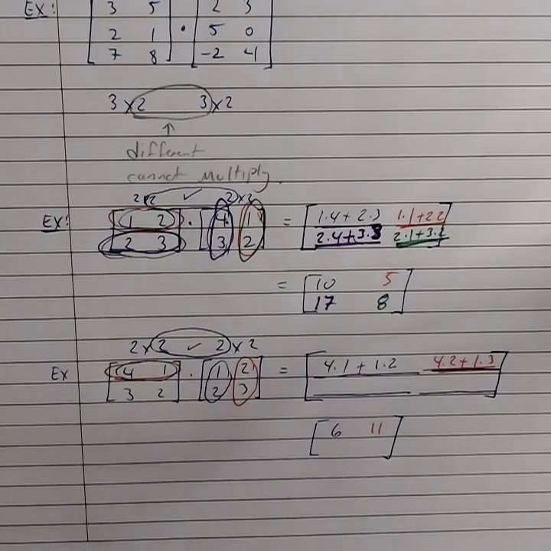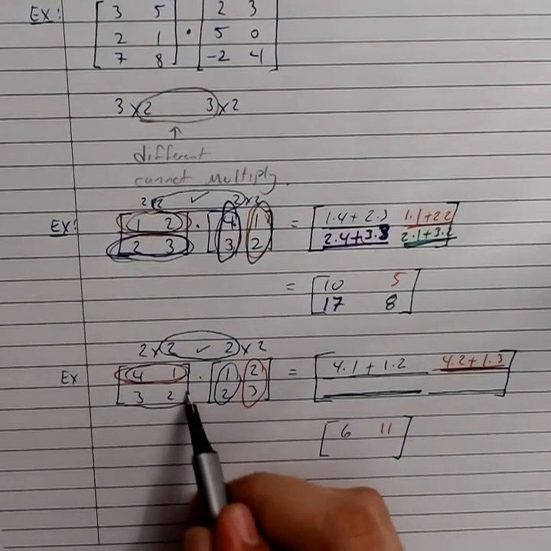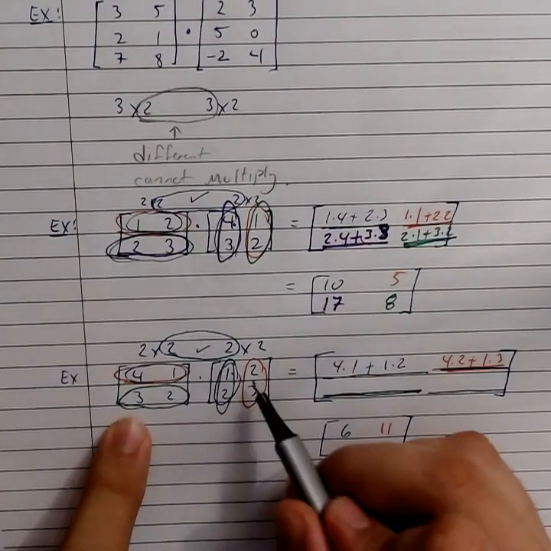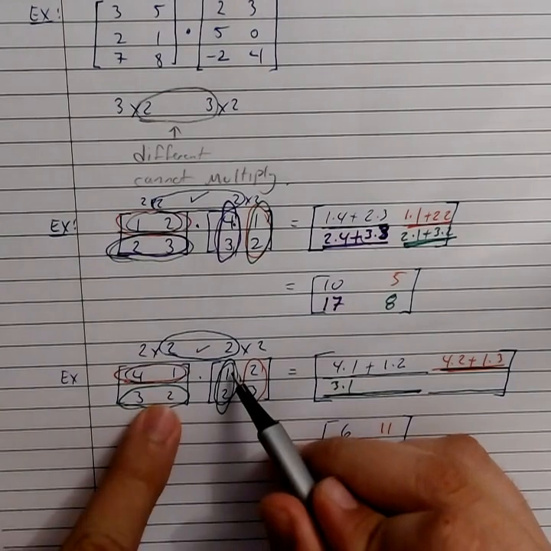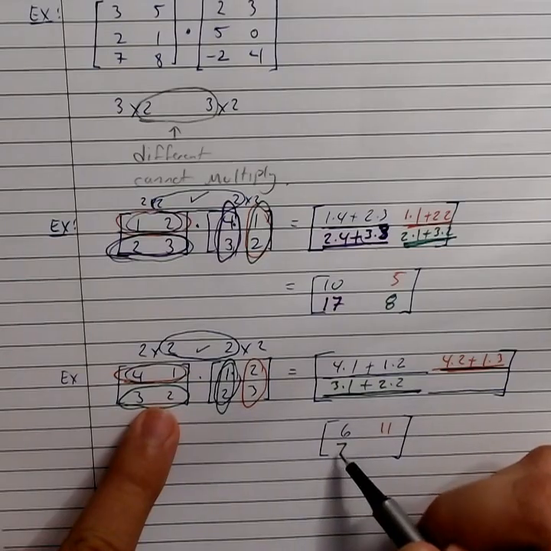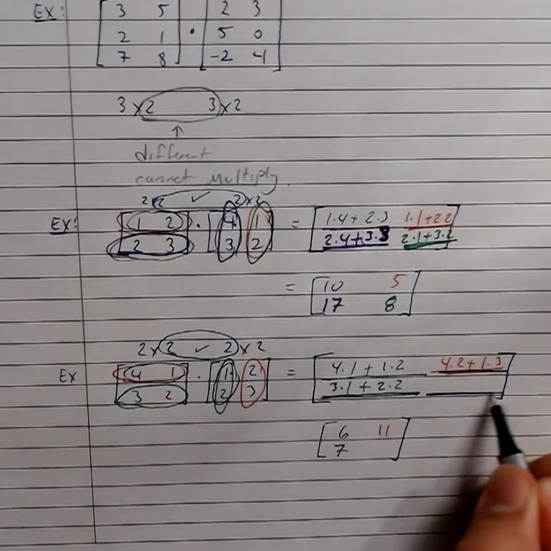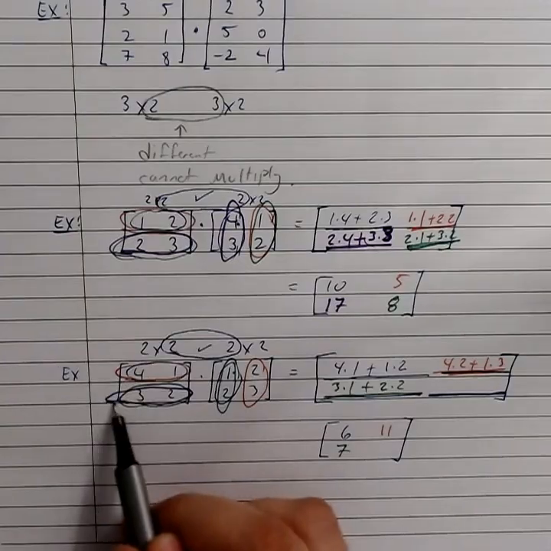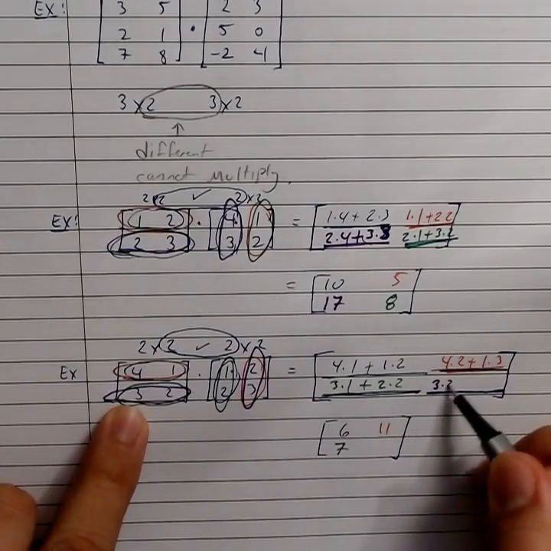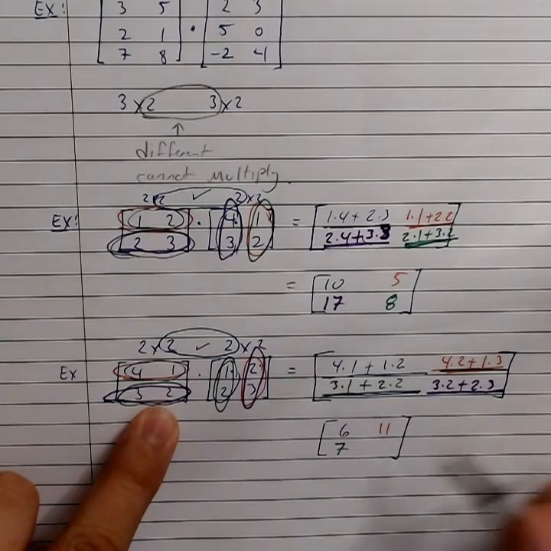Let's take a look at the third one here. That's second row, first column. So take the second row here and the first column there. 3 times 1. 2 times 2. And if you add those, 3 plus 4 will give you 7. And finally, for this one here, second row, second column, you'll take the second row and the second column: 3 times 2, that's 6. 2 times 3, that's also 6. And if you add 6 with 6, you're going to get 12.